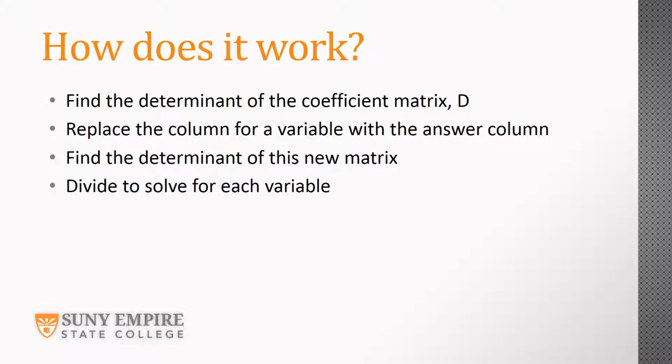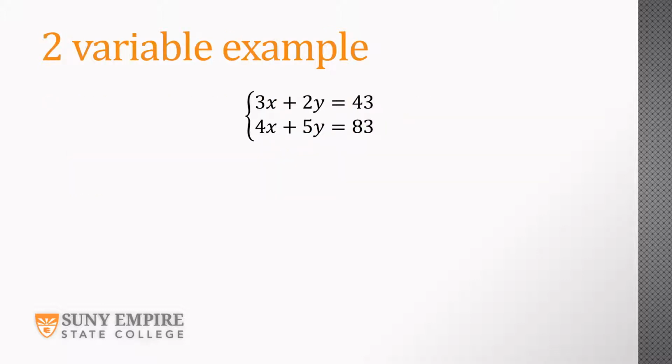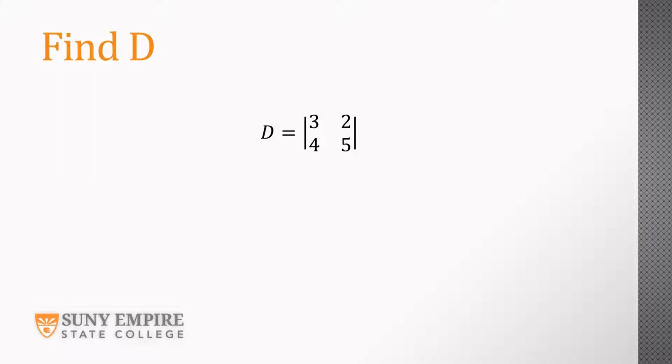Let's see some examples. Suppose we have the 2-variable system of equations 3x plus 2y equals 43 and 4x plus 5y equals 83. First, we need to find the determinant of the coefficient matrix. We want to find the determinant of 3 and 2, then 4 and 5. We have 3 times 5 minus 2 times 4, so our value for d is 7.